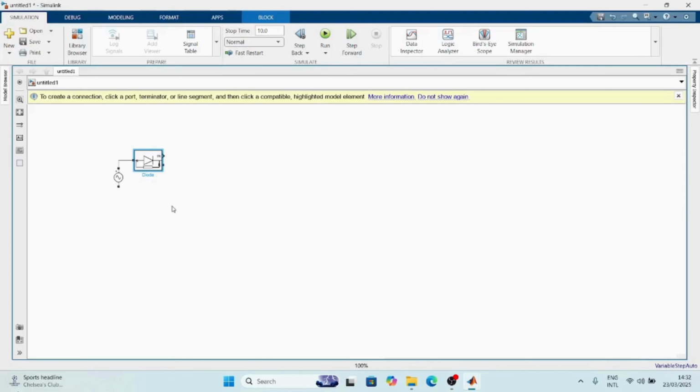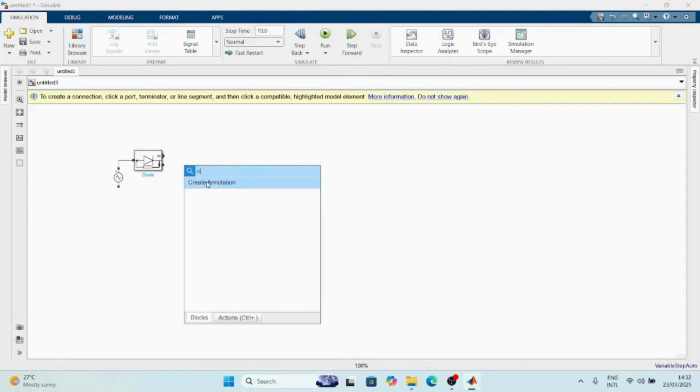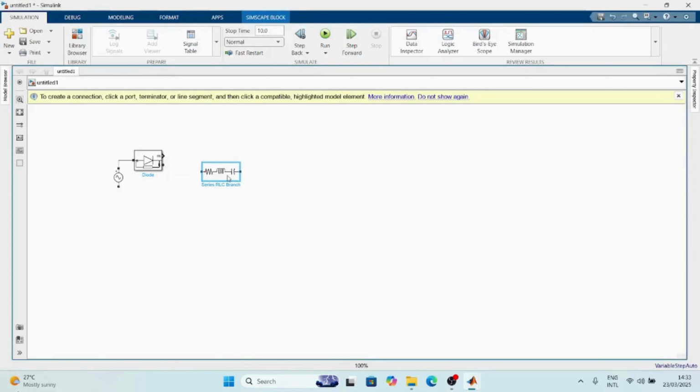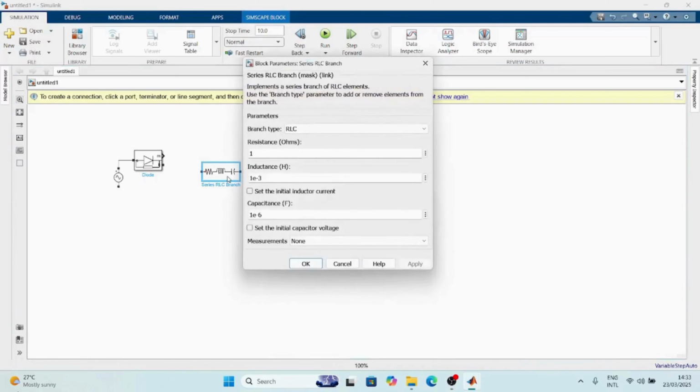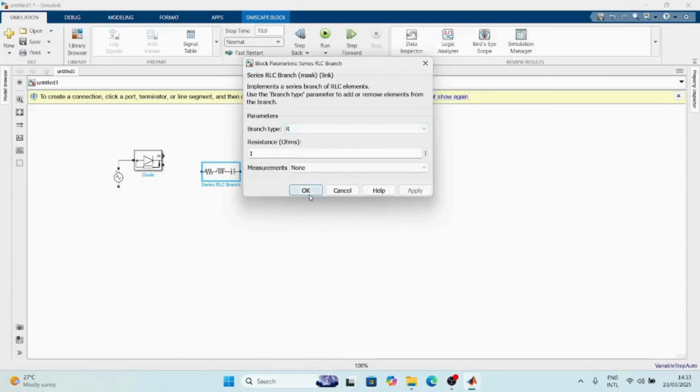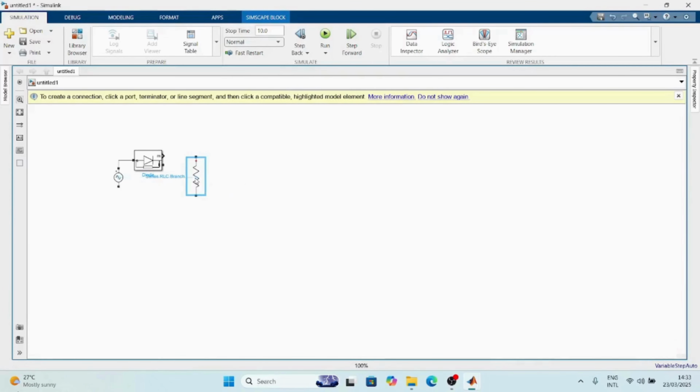Next is the RLC branch block. But in this case, we won't need the inductor and capacitor for the resistor half-wave rectifier, but later on I will use the inductor for the RL load. The resistor acts as the load in the circuit. One end of the resistor connects to the cathode of the diode, and the other is connected to the ground of the AC voltage source. The circuit is now completed.